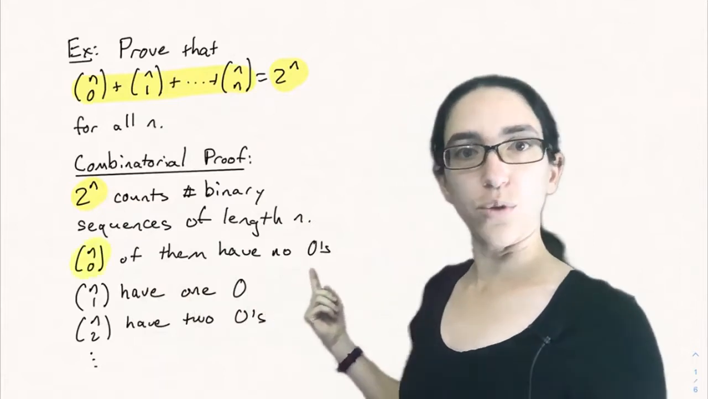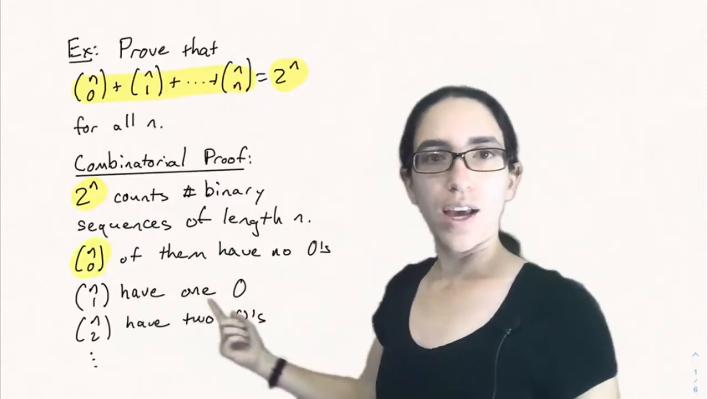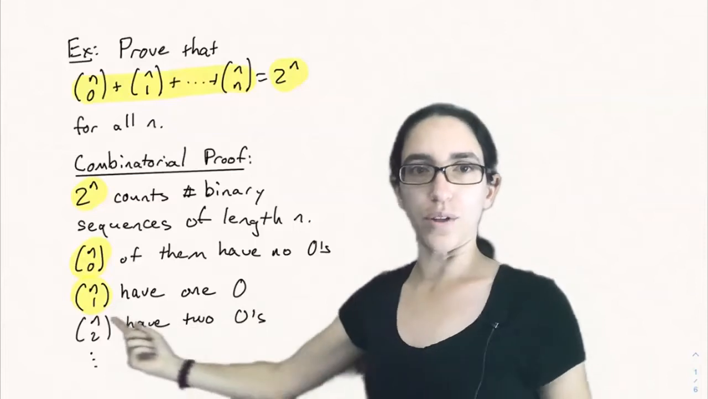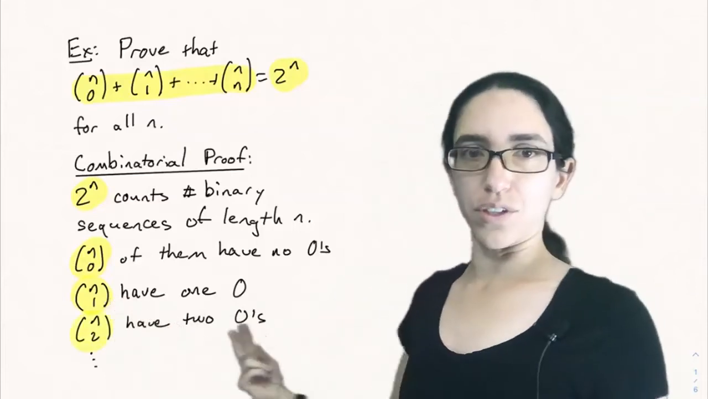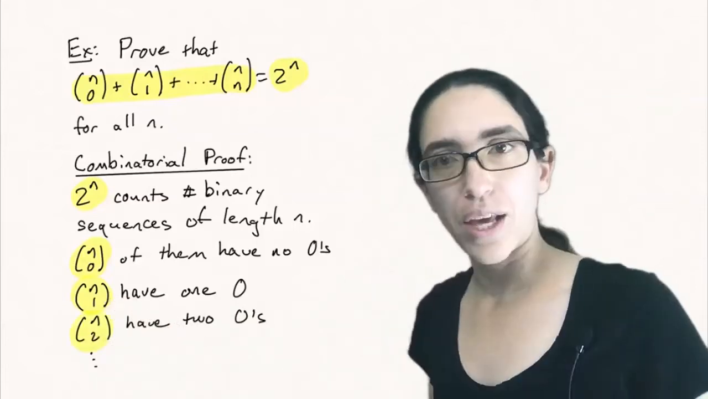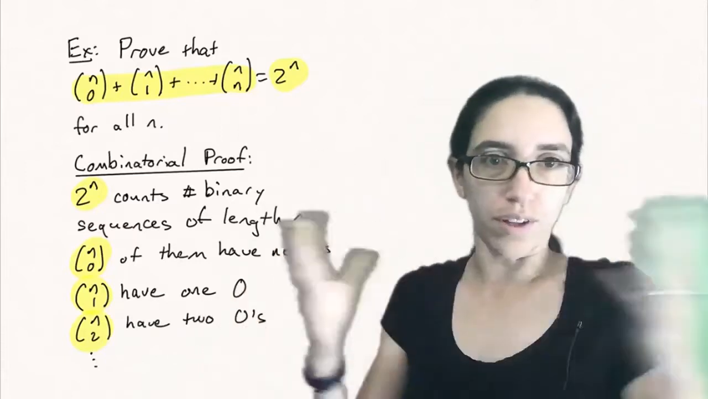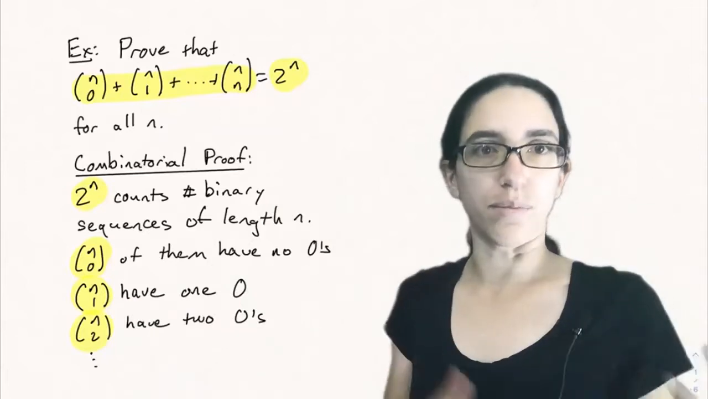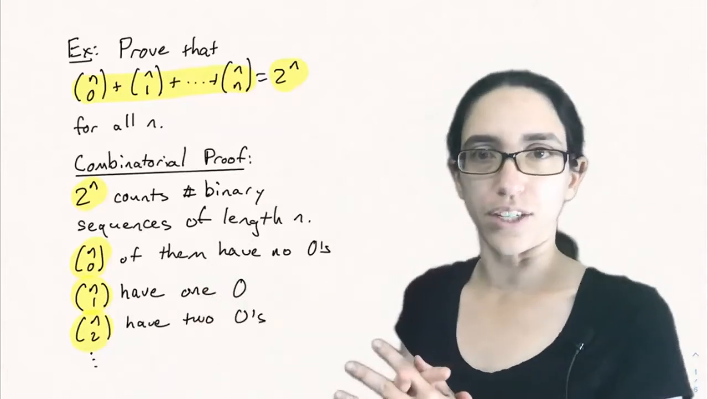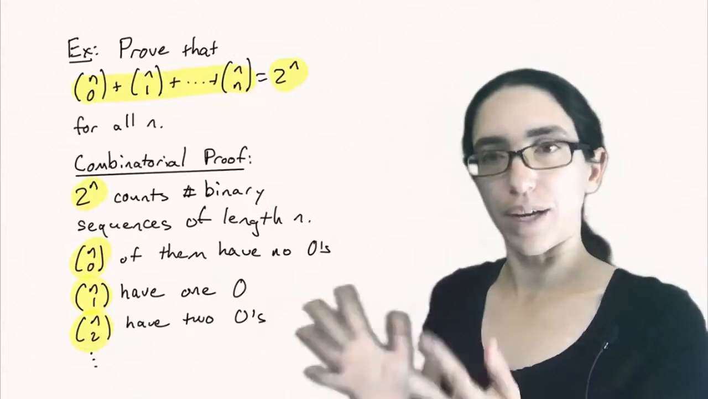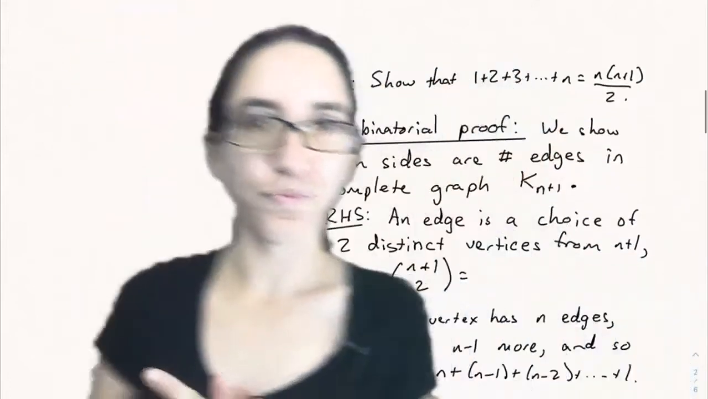The ones that have no zeros, there's n choose zero of them. And the ones that have exactly one zero, we know there's n choose one of those. And if they have two zeros, there's n choose two of those, and so on. And you add up over all possible numbers of zeros they have, because those are all the different cases. And so the sum n choose zero plus n choose one up to n choose n also counts the total number of binary sequences of length n.